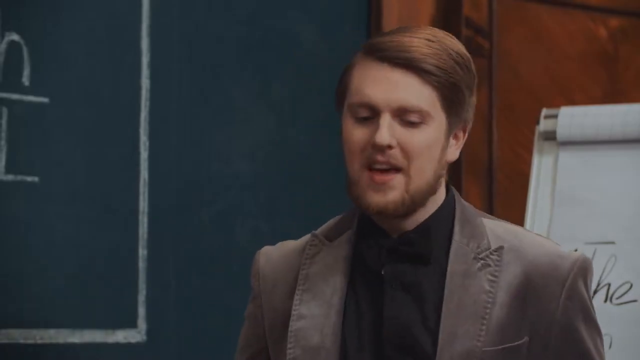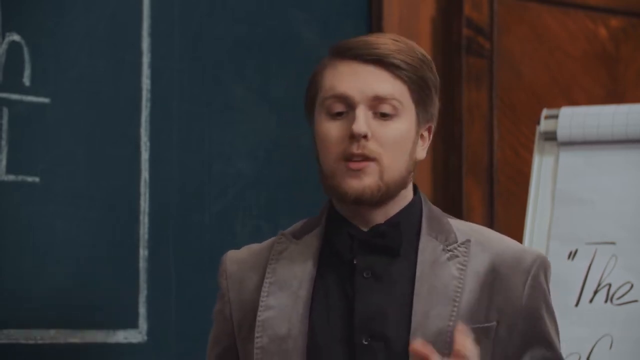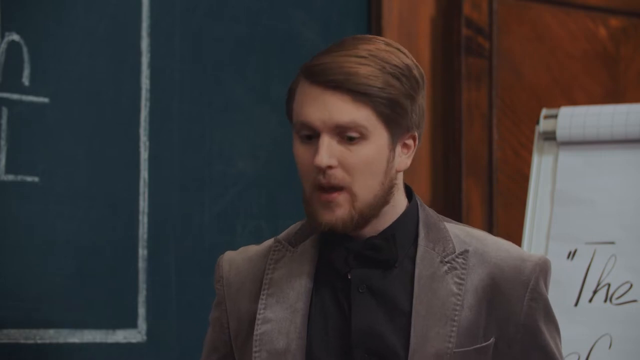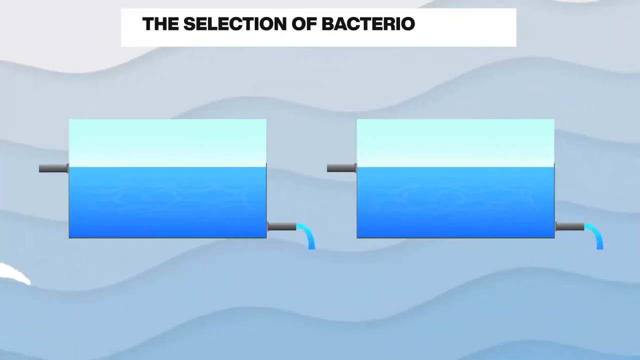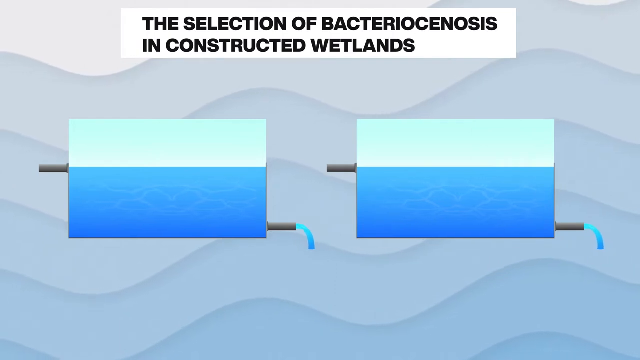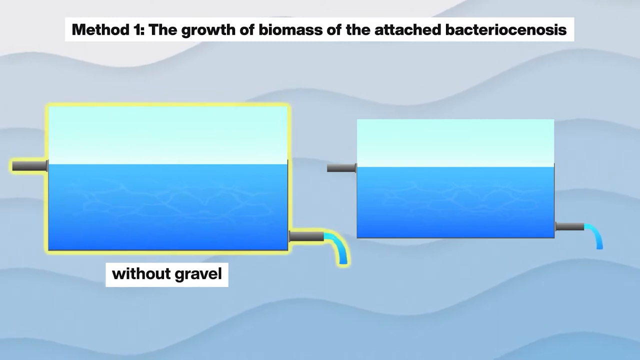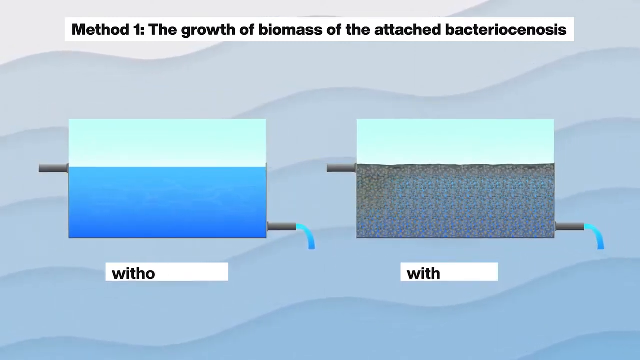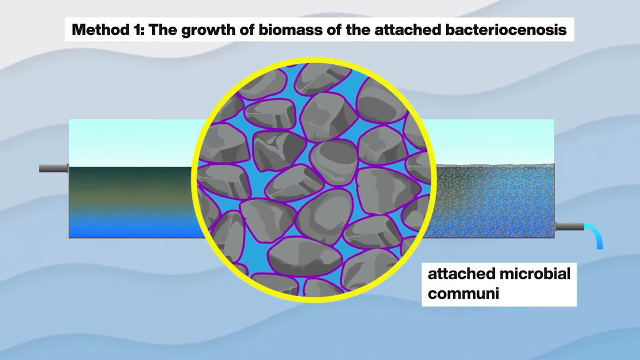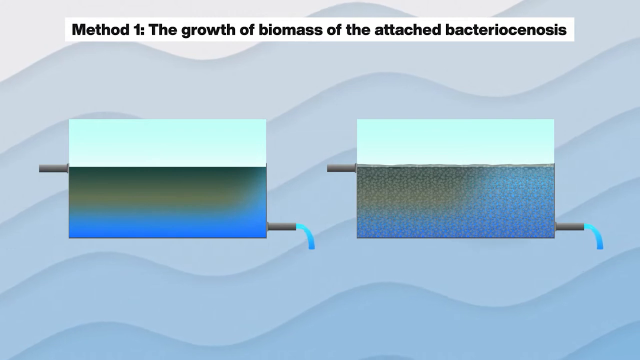That's okay, Betsy. Now let's take a closer look at the exact methods that allow us to select those microbial groups that treat various types of wastewater. There are 4 selection methods. The first method. Let's imagine that these 2 rectangles represent 2 states of a wetland. This wetland doesn't contain substrate, while this one does. The substrate allows the biomass of the attached microbial community to increase many times per unit volume of the wetland.